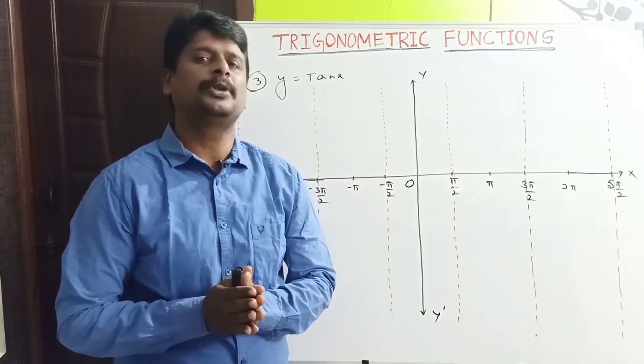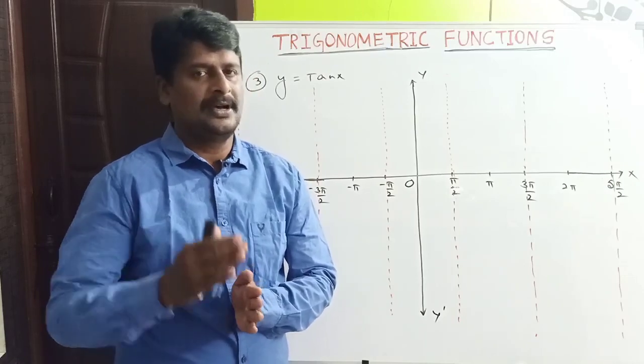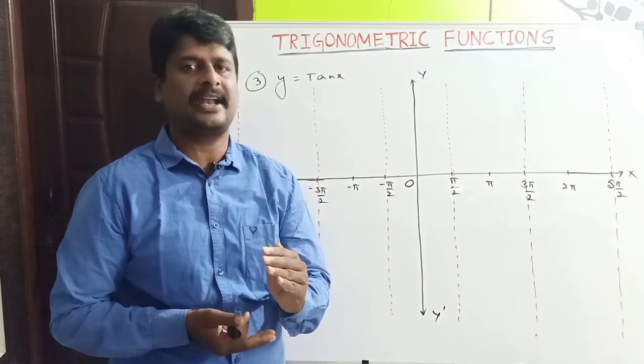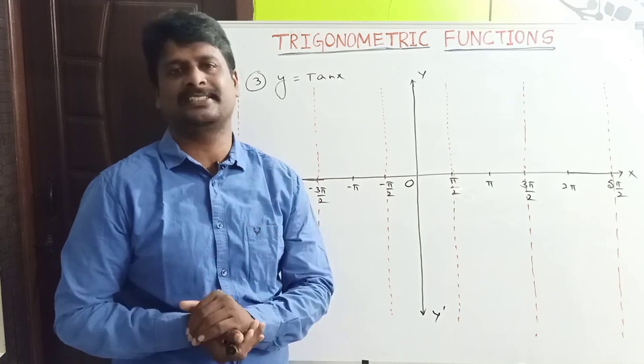In this video, I am going to explain two more trigonometric functions' graphs. They are y is equal to tan x and y is equal to cot x.